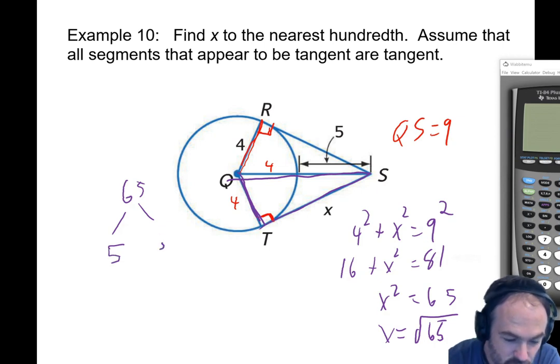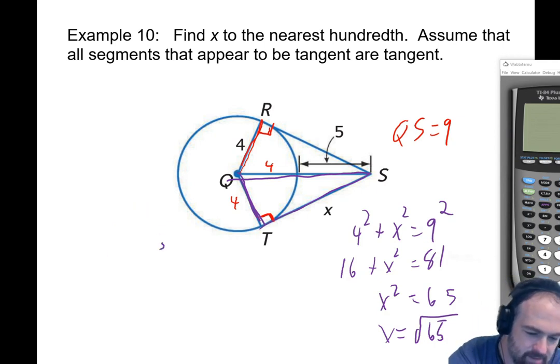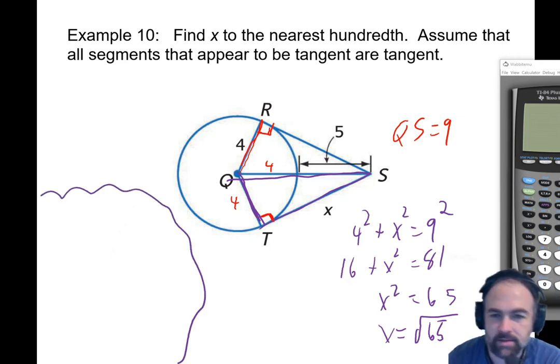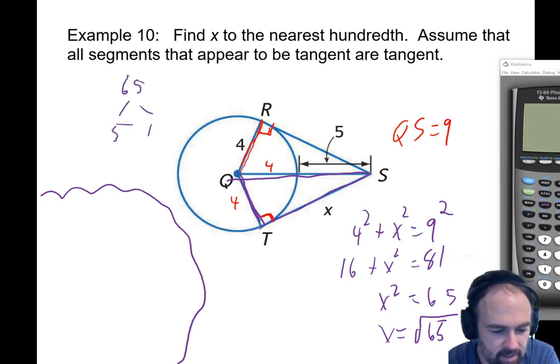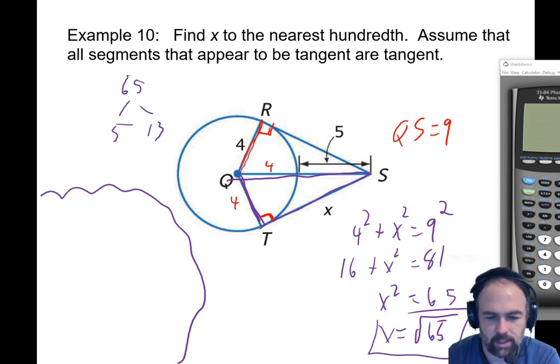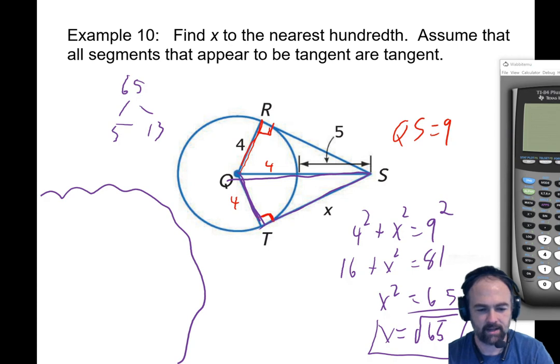And stop disappearing on me. I think it's this general region of the screen, right in here. It doesn't like that; that's where all the mistakes seem to happen. So let's try this. 65 breaks down into 5 times 13, both prime, does not reduce anymore. Therefore, x equals the square root of 65.